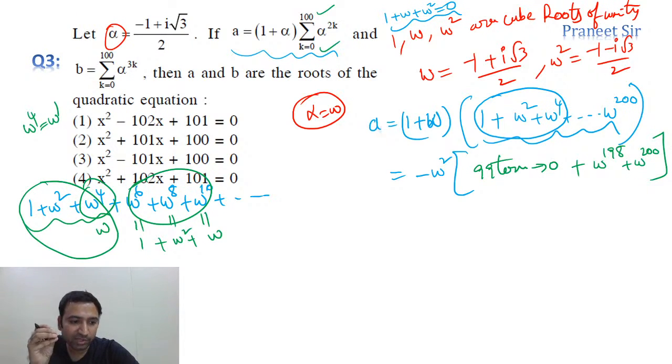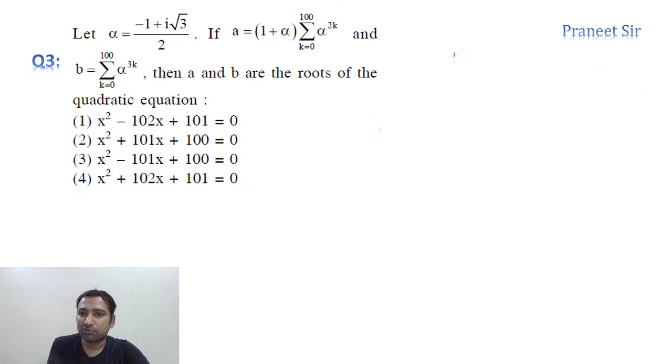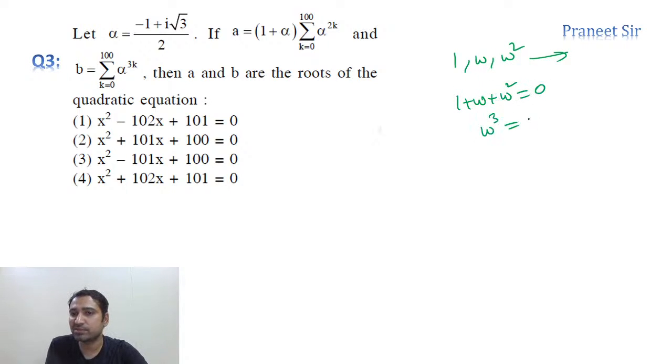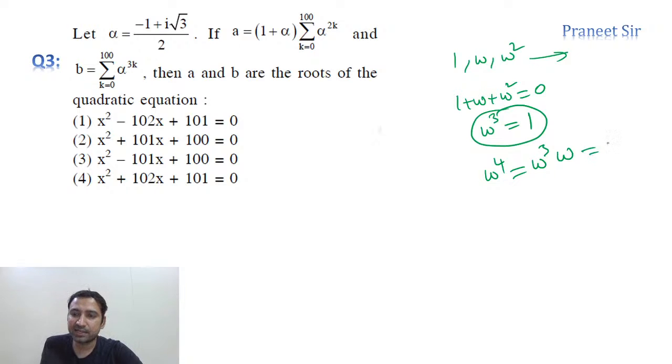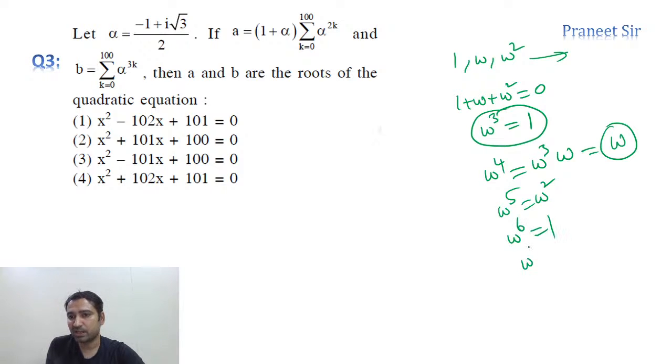See how omega power 4 is omega. If 1, omega, omega square are the cube roots of unity, then the sum of the roots is equal to 0 and the product of the roots, that means omega cube, is equal to 1. So if omega cube is 1, can I write omega power 4 as omega cube into omega? Since omega cube is 1, I get omega. Same way, omega power 5 is equal to omega square. Omega power 6 is equal to 1. Omega power 7 is equal to omega. Like that, we can simplify it.